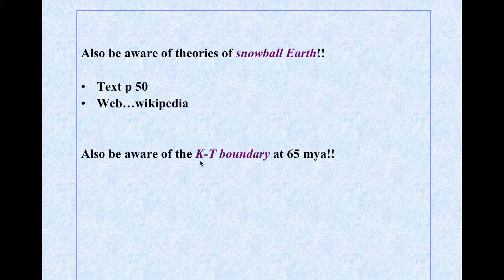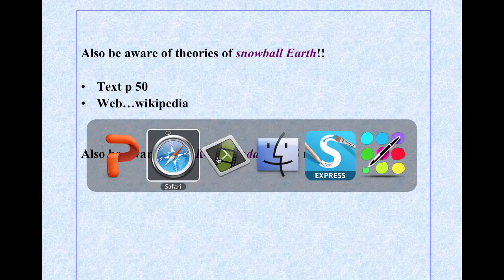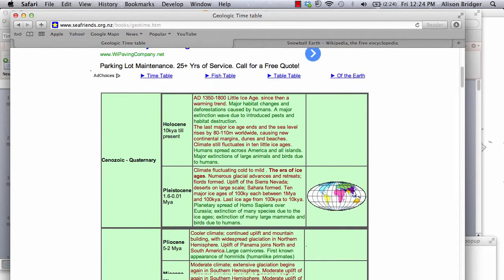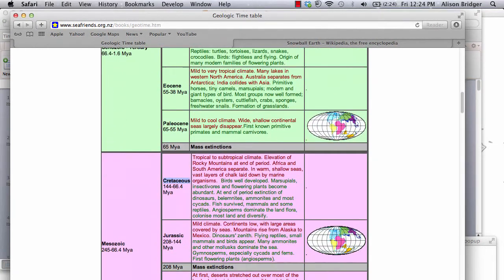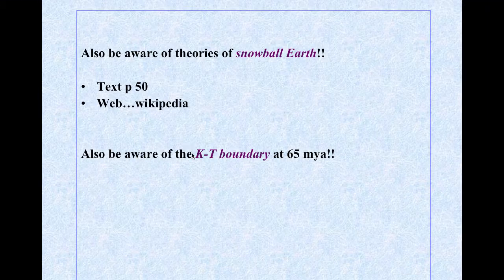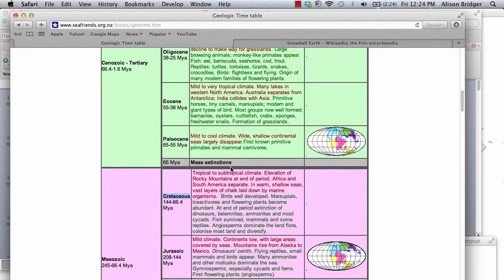Another thing to be aware of is something called the KT boundary. Let's go back to our timeline here. This is at 65 million years ago. So here we go, 65 million years ago. This is the KT boundary between the Cretaceous period and the Tertiary period. That's what KT stands for, although really obviously it should be CT, but people call it the KT boundary. 65 million years ago, mass extinctions.